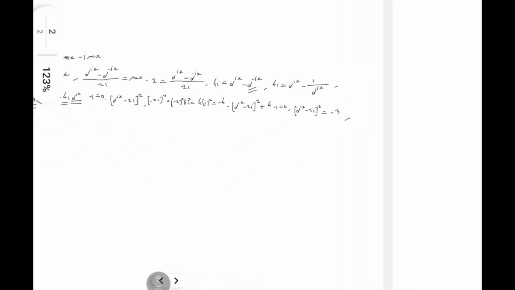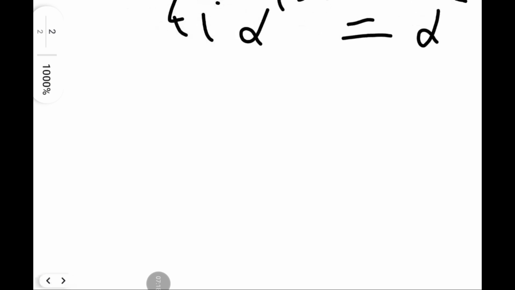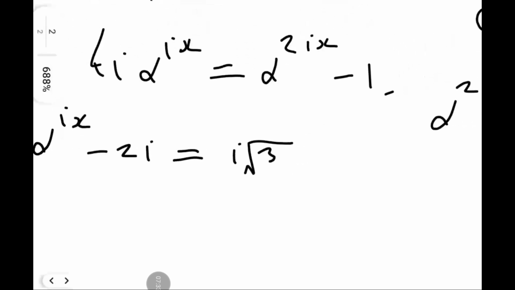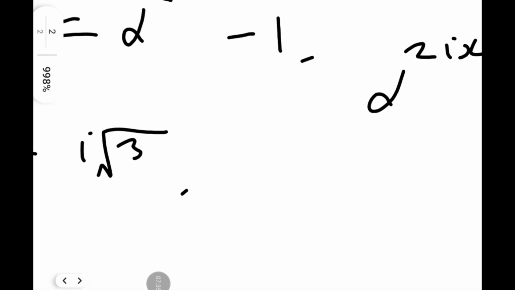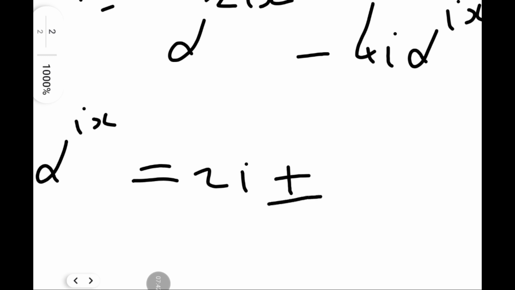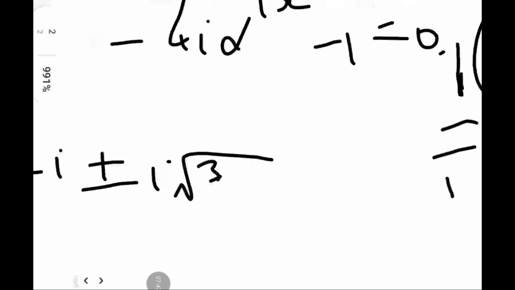Now to solve that, we're going to square root both sides. So you're going to have e to the power of ix minus 2i is equal to the square root of negative 3, which is going to equal i root 3. And then you can rearrange it: e to the power of ix equals 2i, and also it's plus or minus, remember, plus or minus root 3.